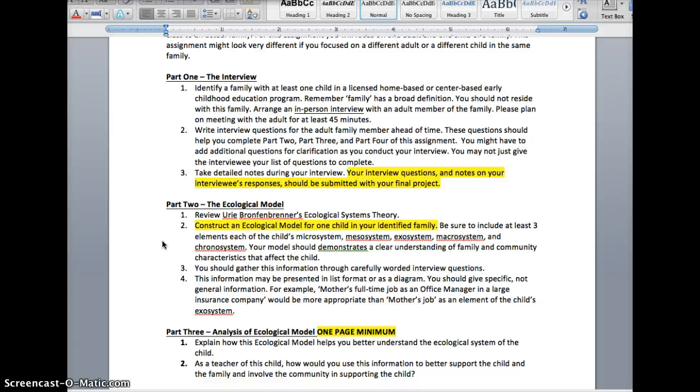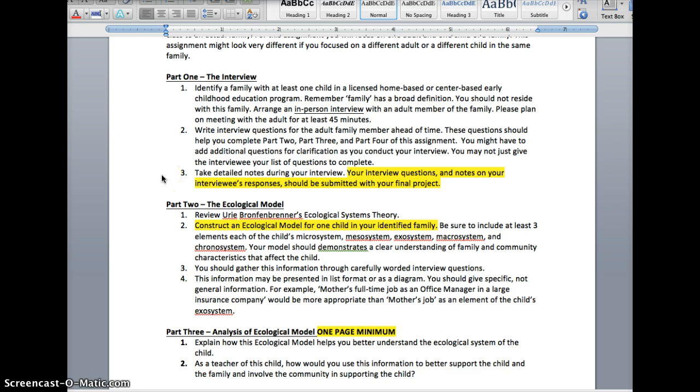There should be some give and take, some back and forth. If the person answers one of your questions, you might say, oh, well, can you tell me more about that? Depending on the response they give you. It's okay to add some questions as the interview goes, but you should have a pretty good list of questions ahead of time. So part 1 of this assignment is to turn in your interview notes.